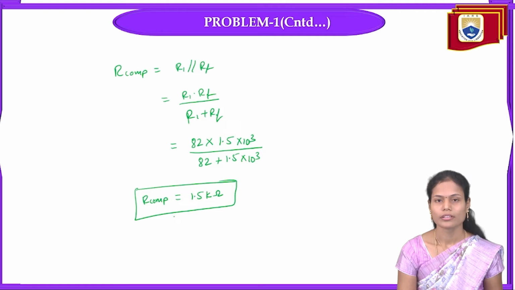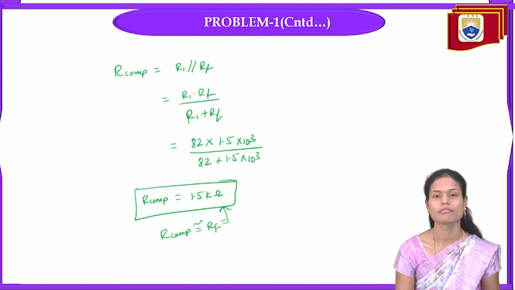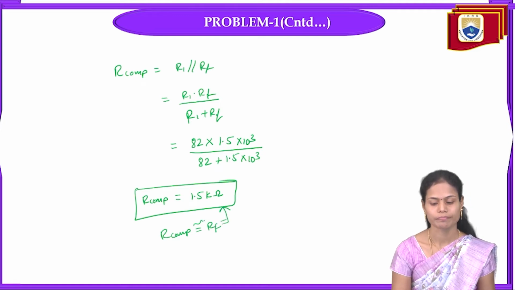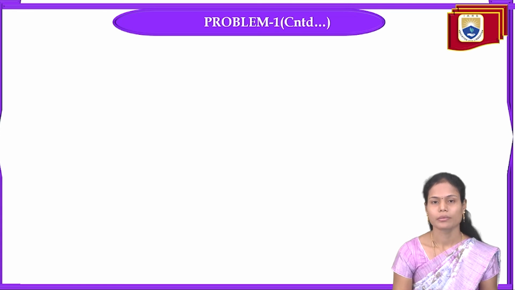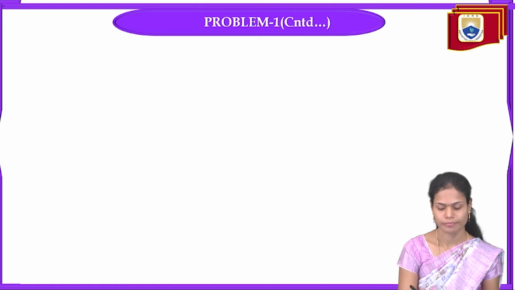Because generally we will take that R compensation value is approximately equal to the RF value. So that's why we are getting this value as 1.5 kilo ohms. So by using these calculated values, next we will draw the circuit of the practical differentiator.